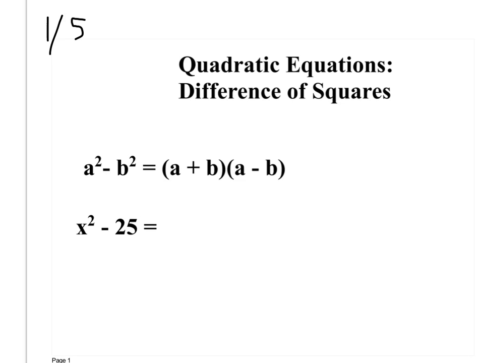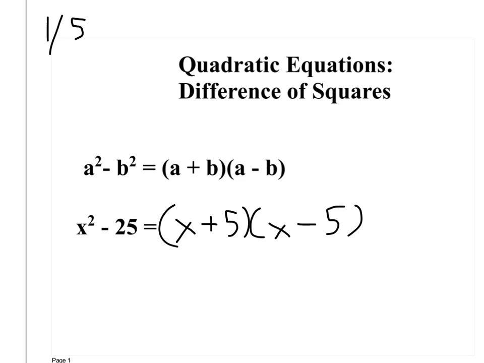So let's do x squared minus 25. What is the square root of x squared? X, right? What goes into x squared? X and x, right? So you've got x plus here and x minus here. What's the square root of 25? 5. So you have x plus 5 and x minus 5.